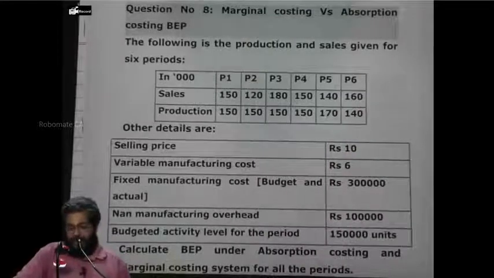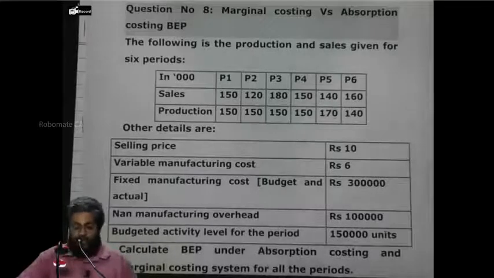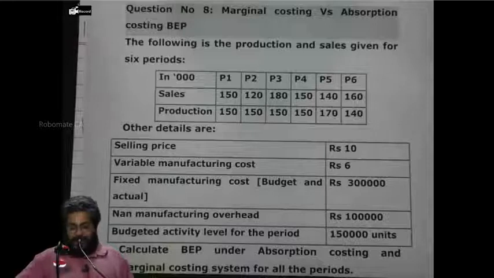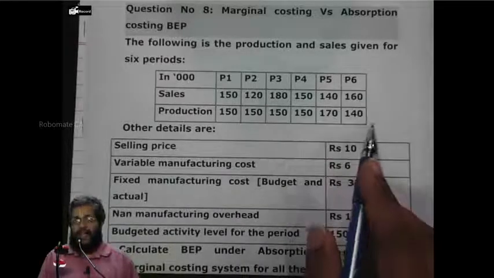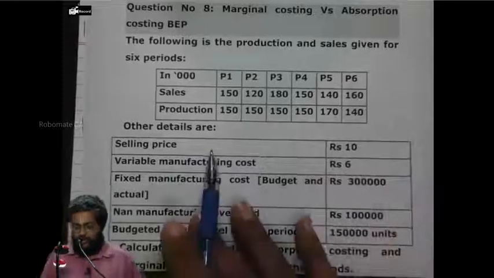Following is the production and sales given for the 6 periods. Period 1, 2, 3, 4, 5 and then 6. Sales are 1,50,000, 1,20,000, 1,80,000, 1,50,000, 1,40,000, 1,60,000 units. And understand everything in what? Units. Production is given as 1,50,000, 1,50,000, 1,50,000, 1,50,000, then 1,70,000 and 1,40,000 units.